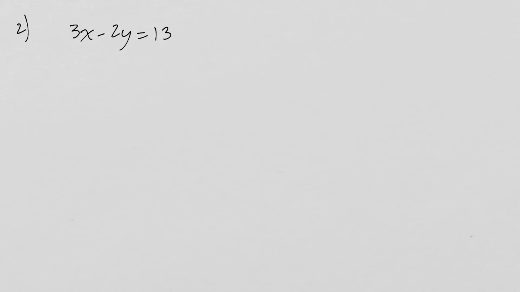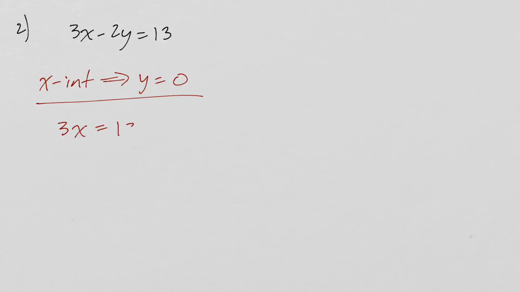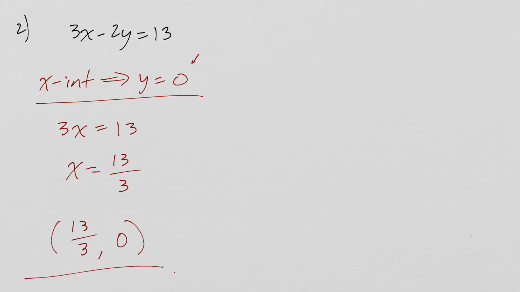Okay, number 2, to find the x-intercept, you're going to set the y value equal to 0. So you will end up with 3x equals 13. And so x is equal to 13 over 3. Now if you put that into an ordered pair, and remember y is equal to 0, you have 13 over 3, 0. That's the x-intercept.